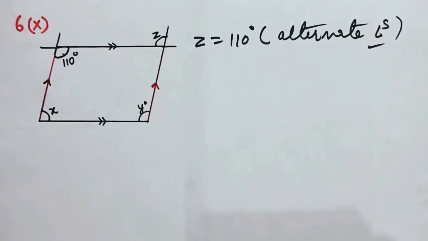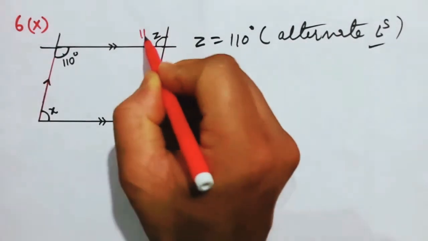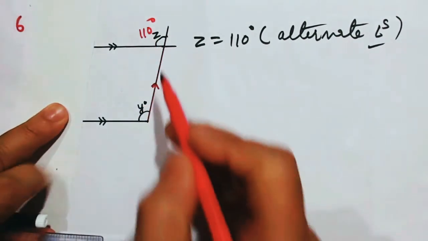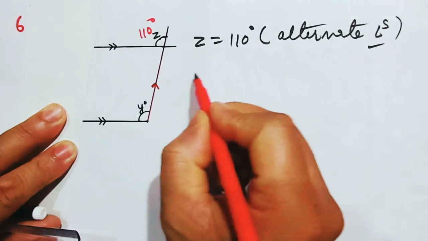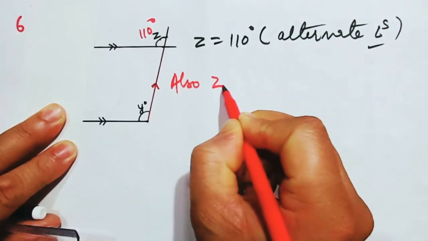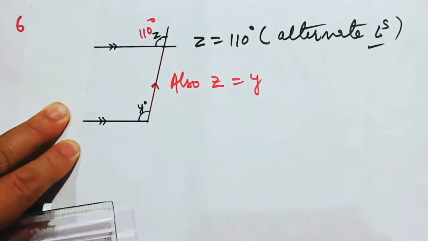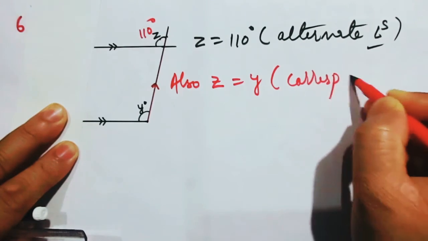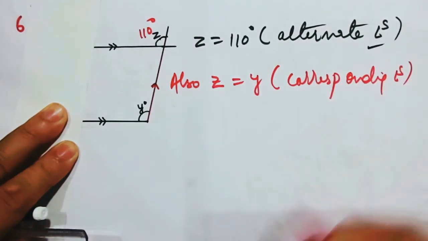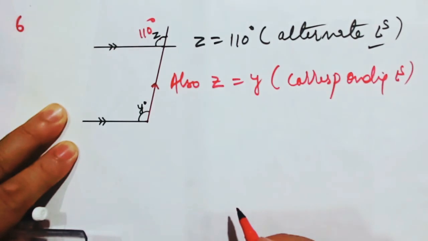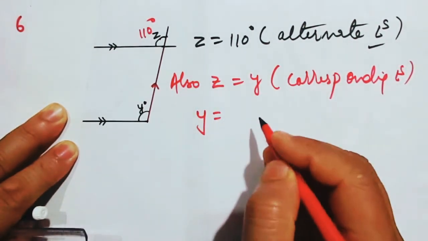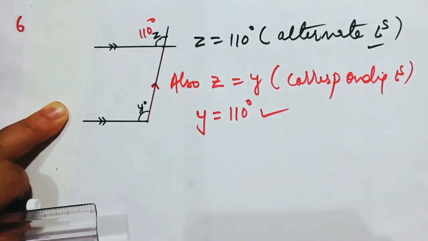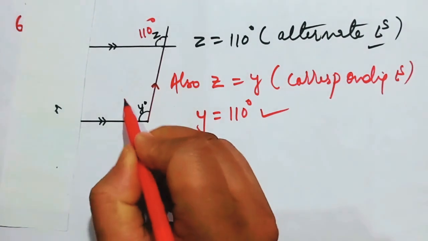Now let us have a look. So here also Z is equal to 110 degrees. So when Z is equal to 110, Z will be equal to Y. Why will Z be equal to Y? Because they are corresponding angles. Of course they are corresponding angles. Therefore the value of Y will be equal to how much? 110 degrees, and no one can deny this. Very good. So Y is also equal to 110 degrees.